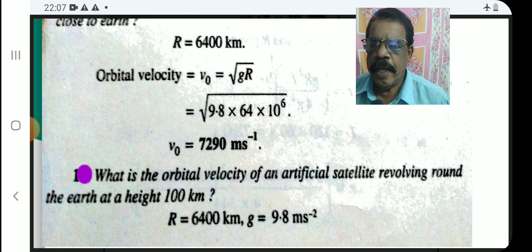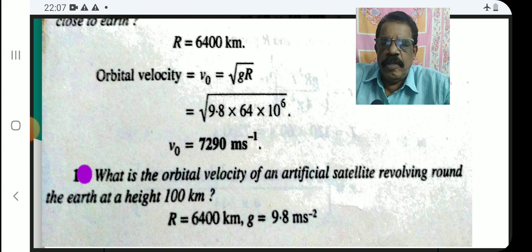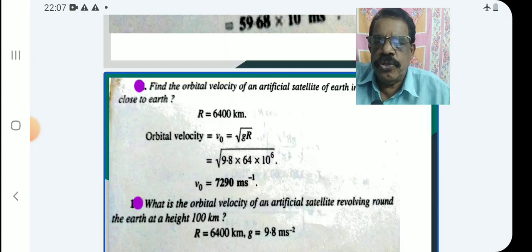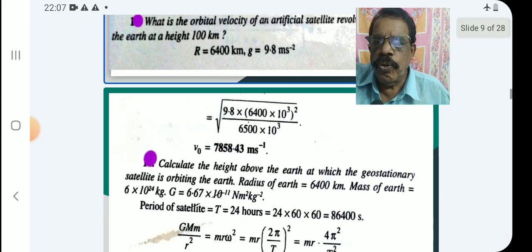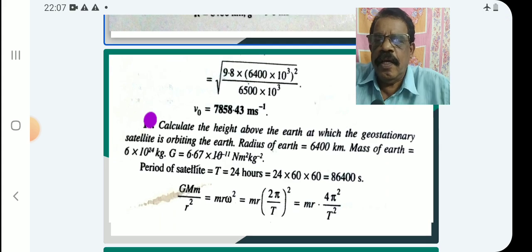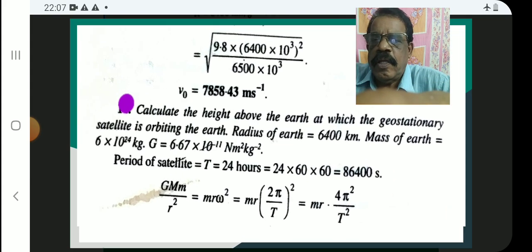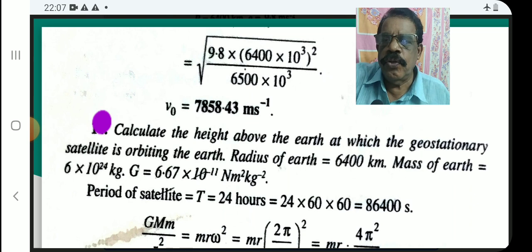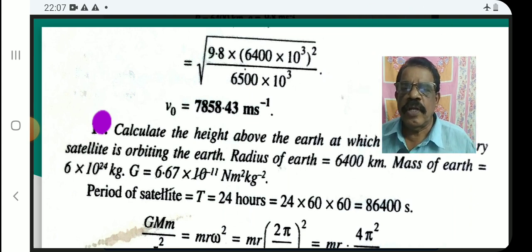അപ്പോൾ 6.400 into 10 raised to 3 എന്ന് വരും. അപ്പോൾ 6.4 into 10 raised to 6 meter. g is 9.8 meter second raised to minus 2. So you put the values, we get V orbital is root of 9.8 into 6400 into 10 raised to 3 square.